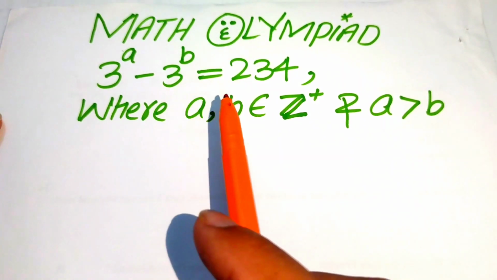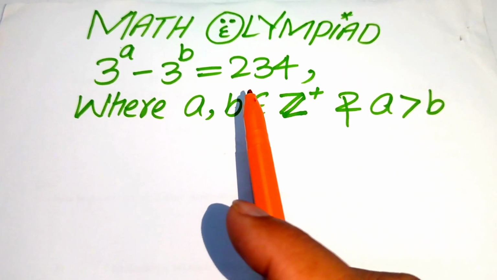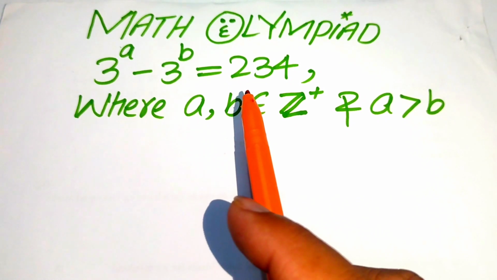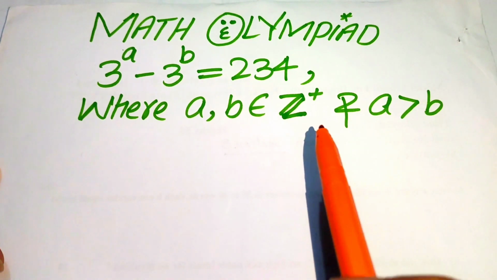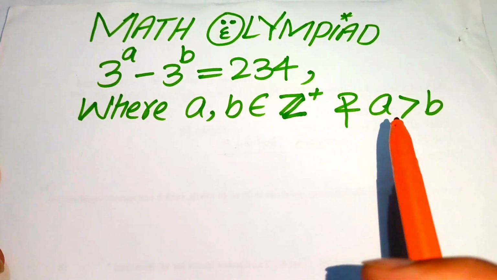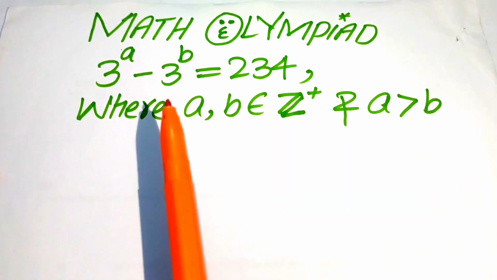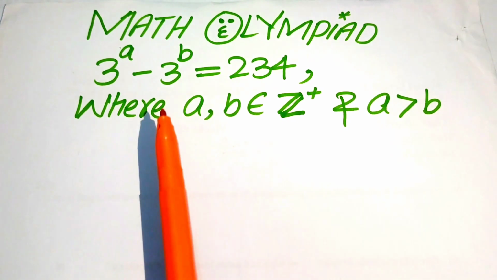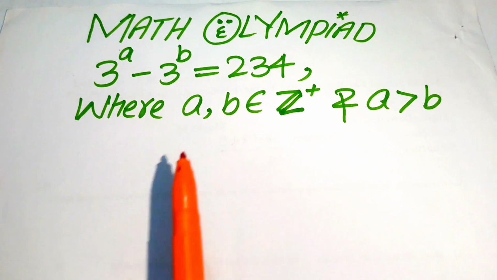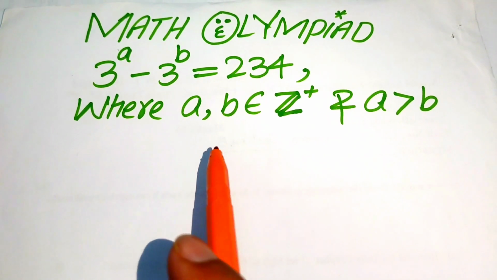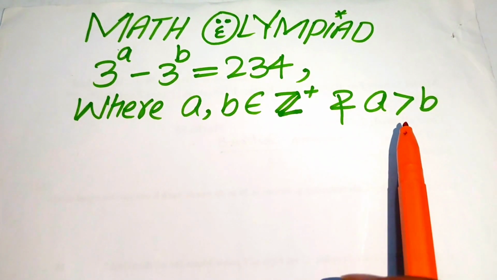Welcome to this math Olympiad algebra problem, and here we have 3 to the power of a minus 3 to the power of b equals 234, where a and b belong to positive integers and a must be greater than b, and we solve this problem for the values of a and b. Remember these restrictions to solve this problem. Here we know that a is greater than b.